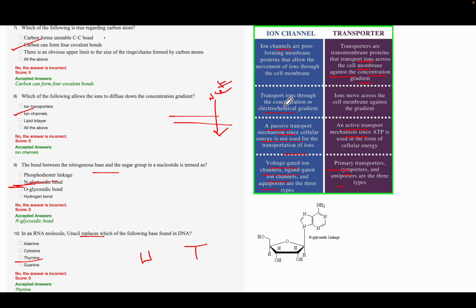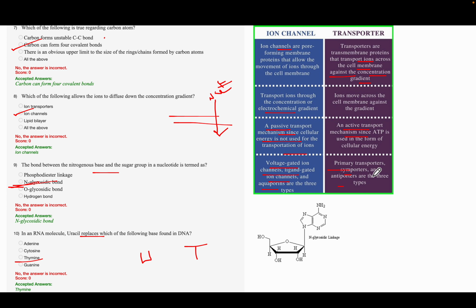Transport ions move through the concentration or electrochemical gradient, and transporter ions move across the cell membrane against the gradient. In the case of ion channels, it is a passive transport mechanism, since cellular energy is not used for the transportation of ions. But in the case of transporters, whenever you are trying to pass molecules through against the concentration gradient, you should give some energy which will transport those ions. Okay, so this is an active transport mechanism, since ATP is used in the form of cellular energy.